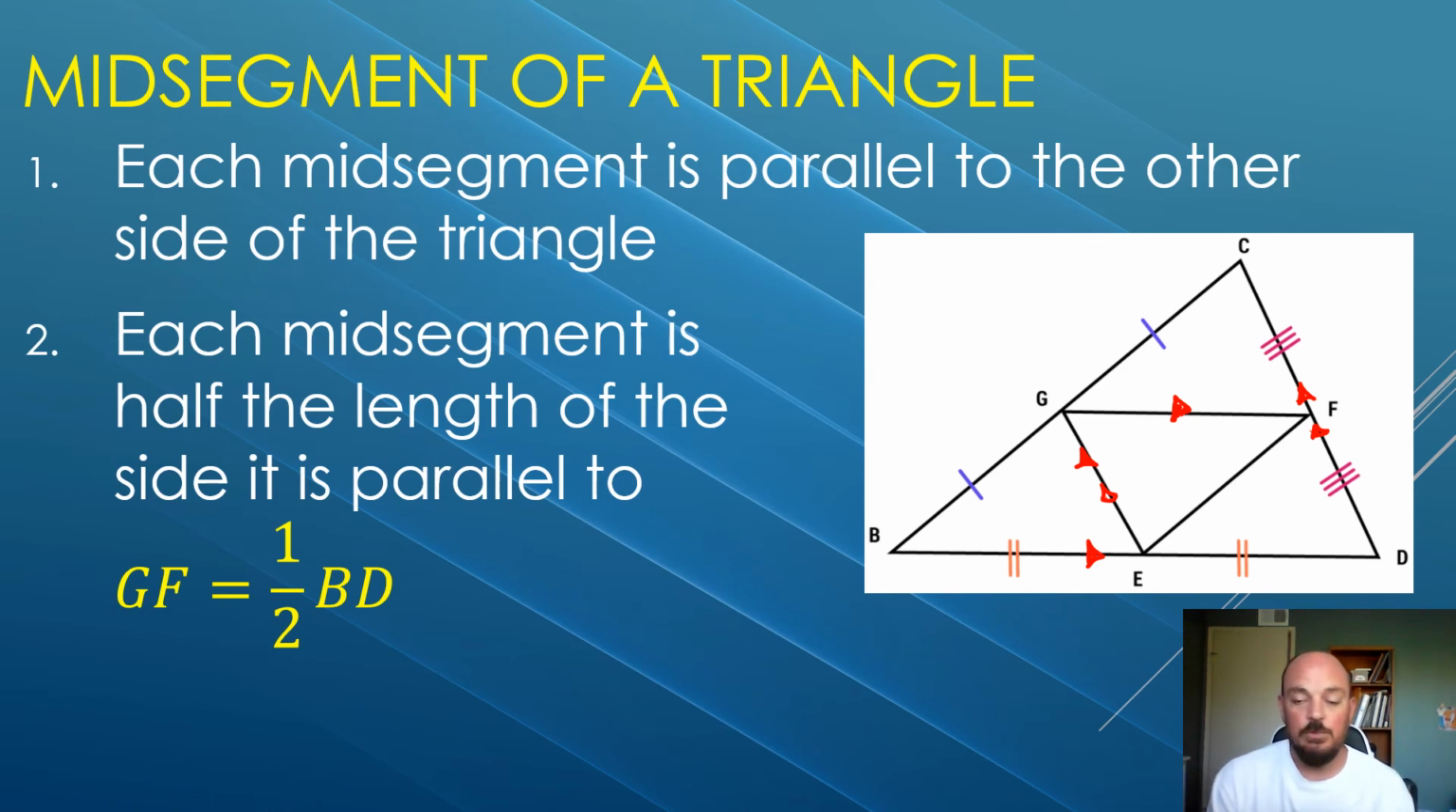Number 2, this is the other part of the theorem, or maybe a second theorem. Each midsegment is exactly half the length of the side it's parallel to. And that makes it super easy. If I told you BD, the bottom, was 10, then GF is 5. Or if I told you CD, that side over there on the right, was 12, GE is 6. It's exactly half of it.